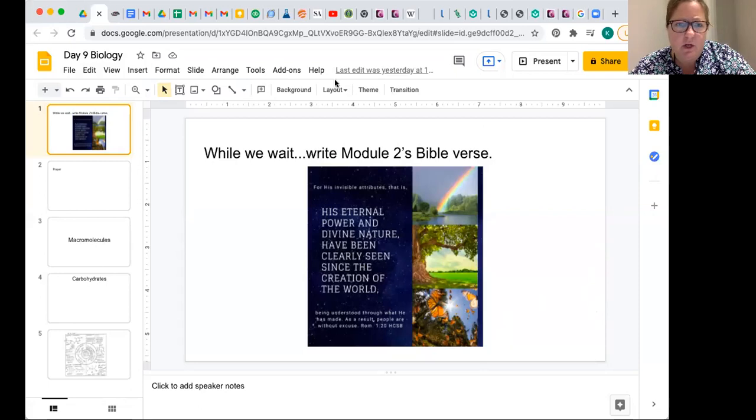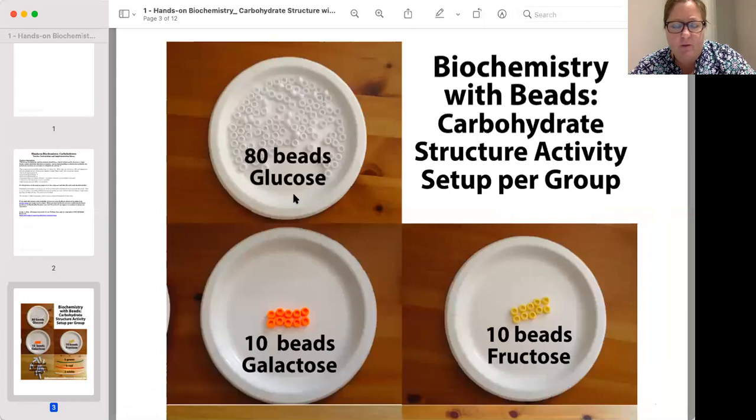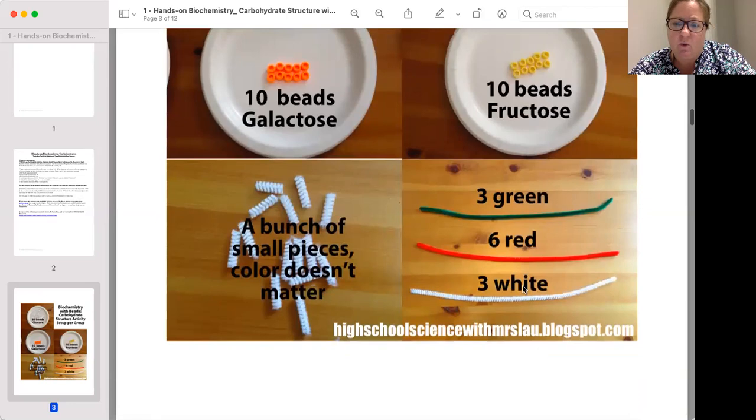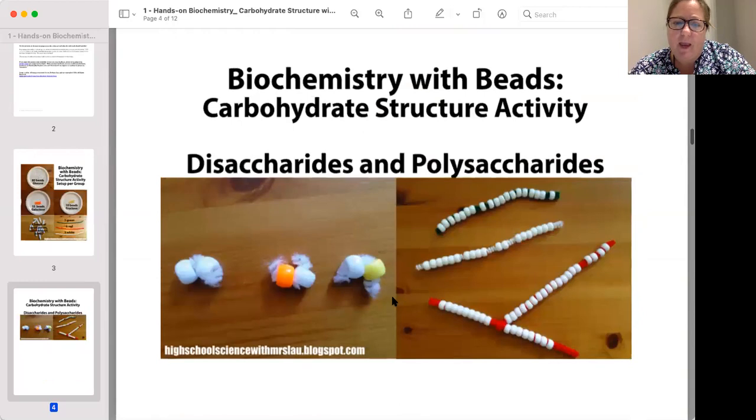Okay, so today we're going to talk about macromolecules. The first one that we'll talk about are the carbohydrates. So in the lab activity that we did, one group had a tray of glucose beads, a tray of galactose beads, and a tray of fructose beads. And then they had white, red, green pipe cleaners and some small white pipe cleaners. And this is what they made.